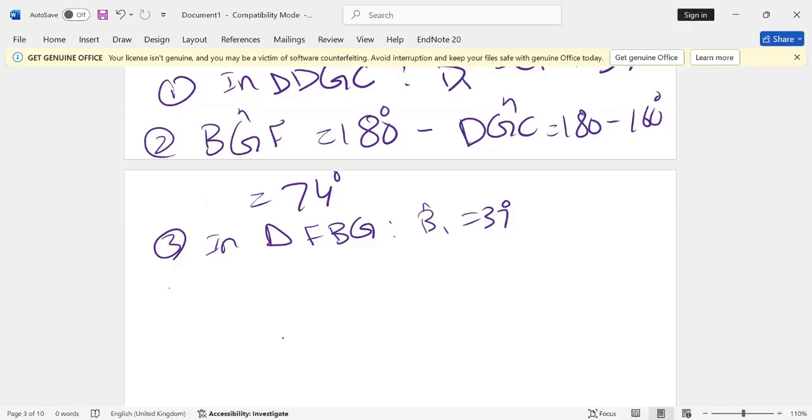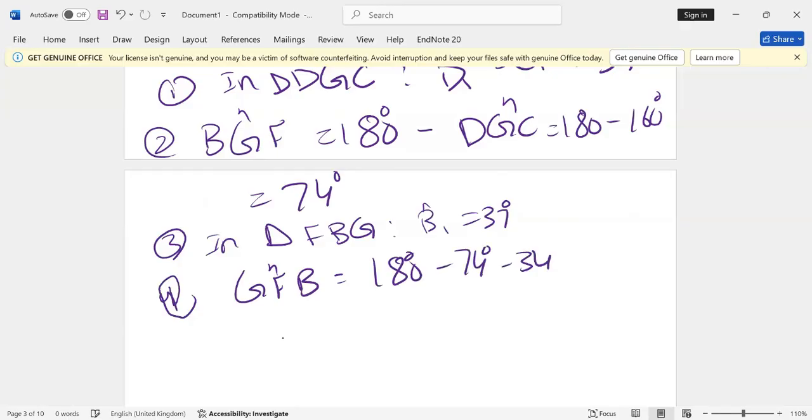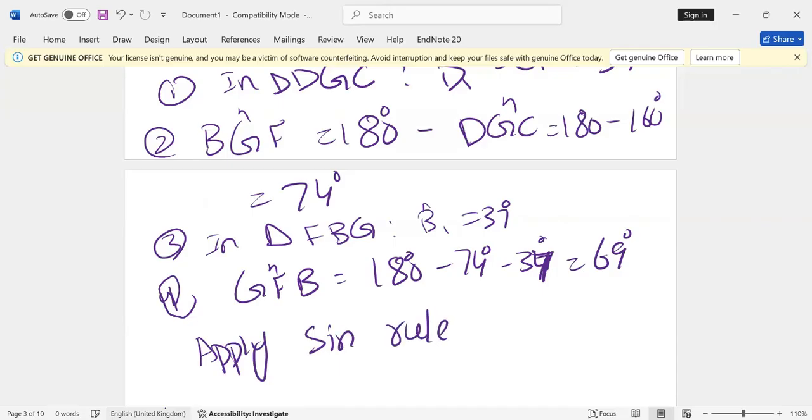So the fourth point is that GFB equals 180 degrees minus 74 degrees minus 37 degrees. That is equal to 69 degrees. Sum of angles in the triangle. So apply the sine rule.